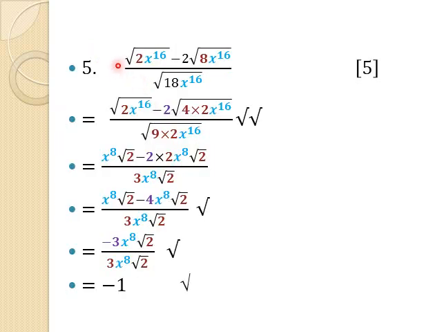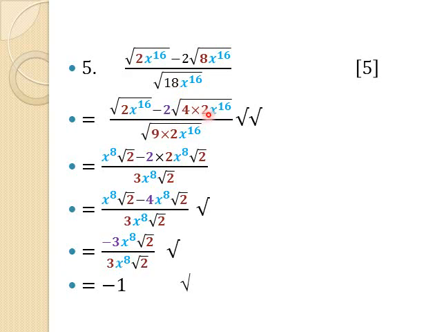So number 5, we have square root 2 x to the power 16 minus 2 square root 8x 16, divided by square root 18x 16. So there first, I'm going to break this up. Remember, it's going to say in exam, solve without a calculator. So 8 can be written as 4 times 2. 18 can be written as 9 times 2. So I have to look for a perfect square in 8 and a perfect square in 18. Perfect square in 8 is 4. Perfect square in 18 is 9.